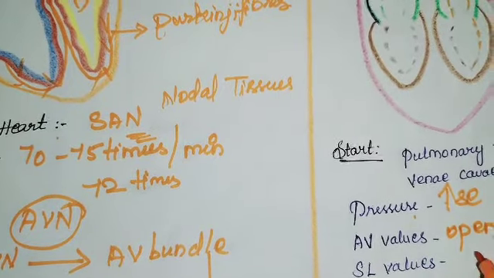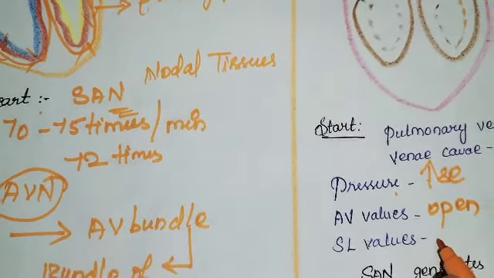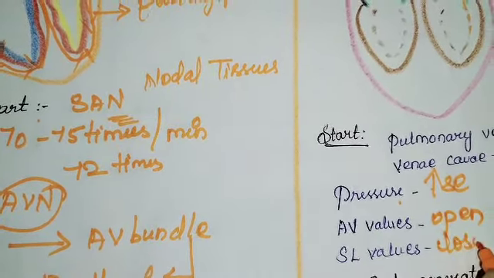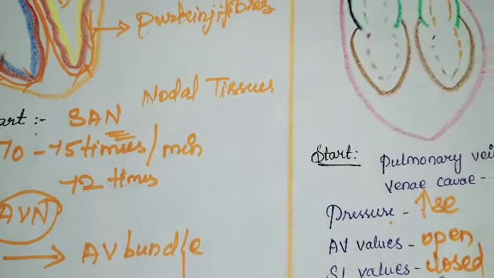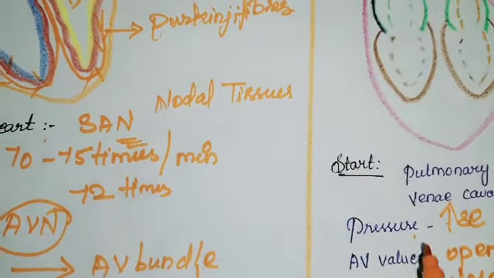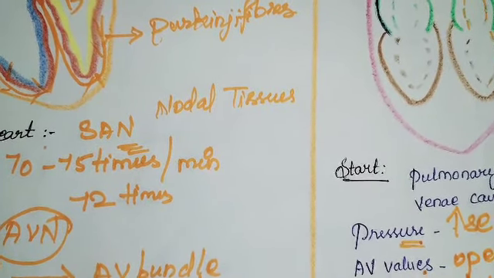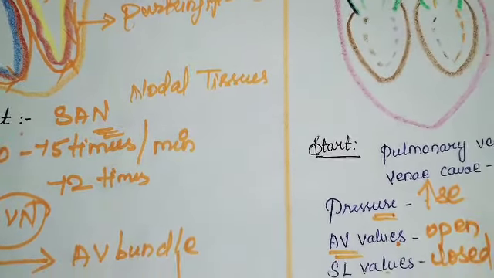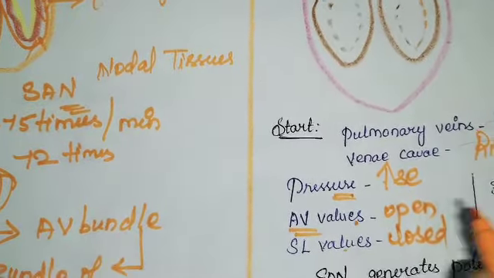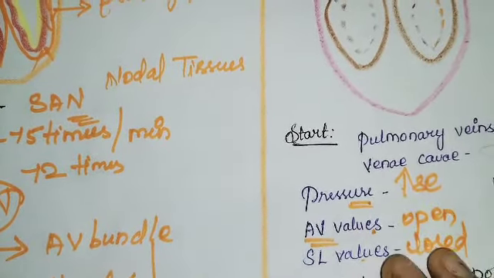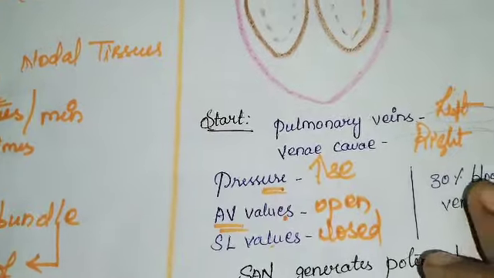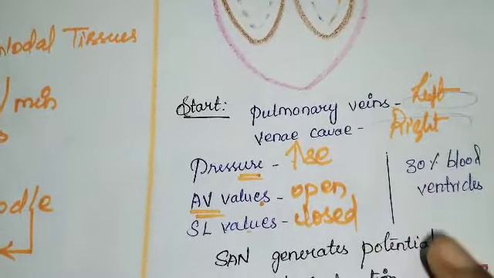But in this situation the semilunar valves are closed. They need not open because they are the gate for the ventricles. Now only the atrium is increased in pressure, so it needs a gate. The gate for the atrium is the atrioventricular valves. So this type of closed and opening position leads to 30% of blood flowing to the ventricles.